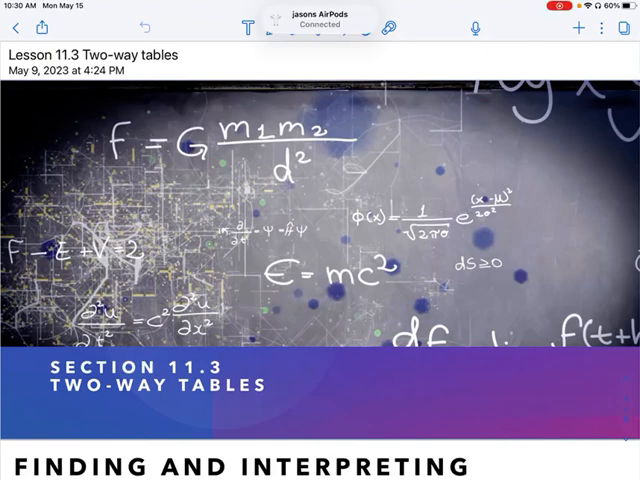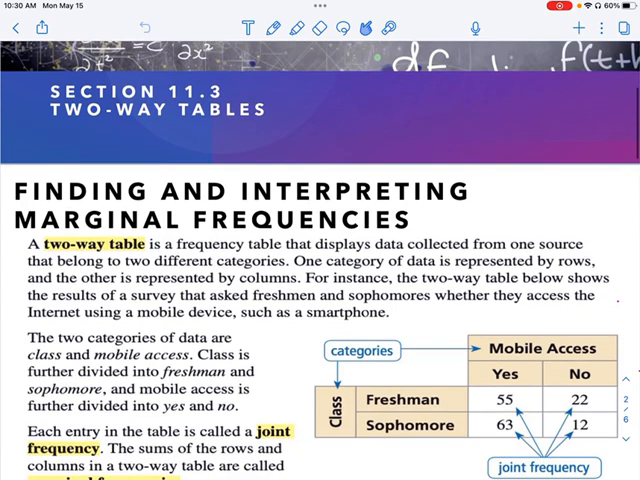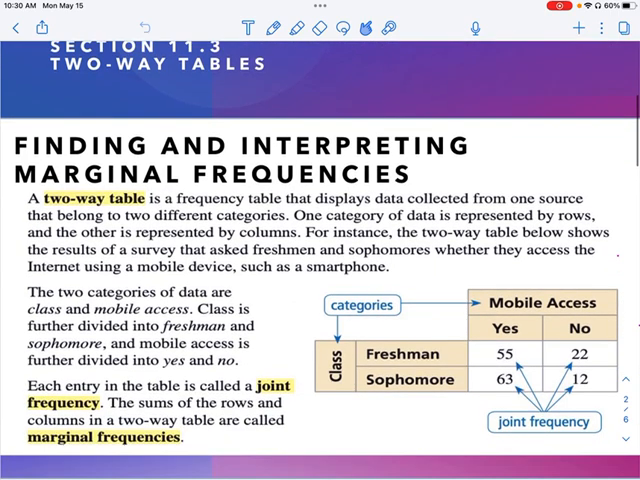On in Chapter 11. This time we're going to talk about two-way tables, another way to display data and interpret our findings. So a two-way table is simply a frequency table that displays data collected from one source that belong to two different categories.